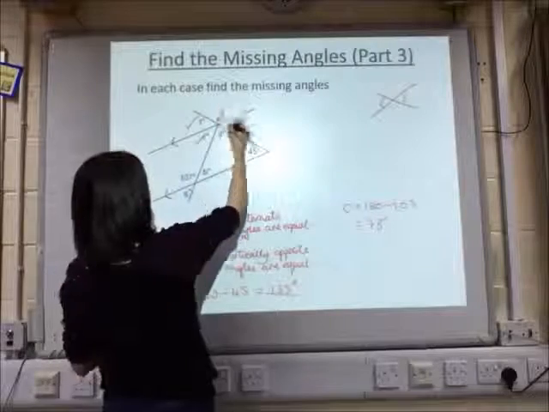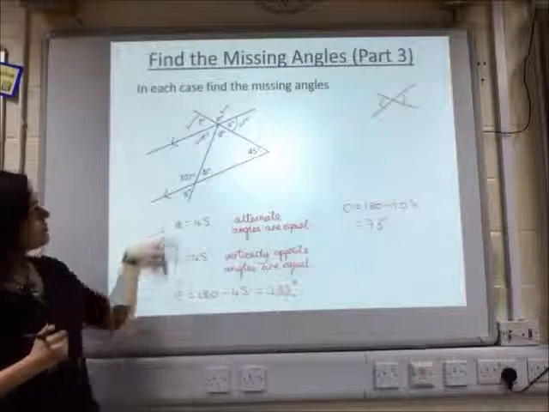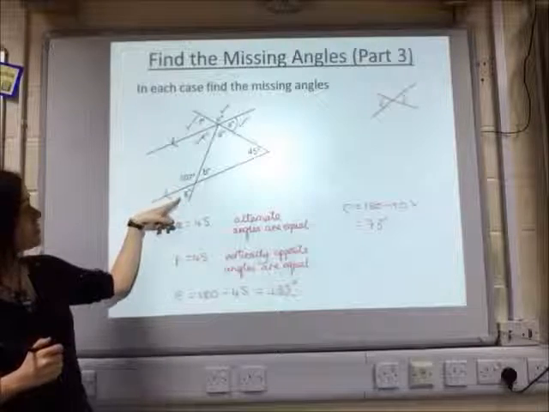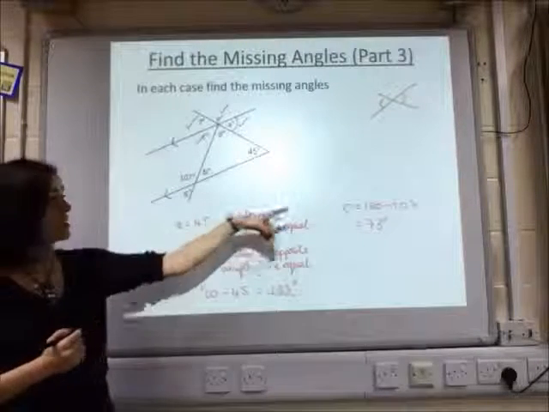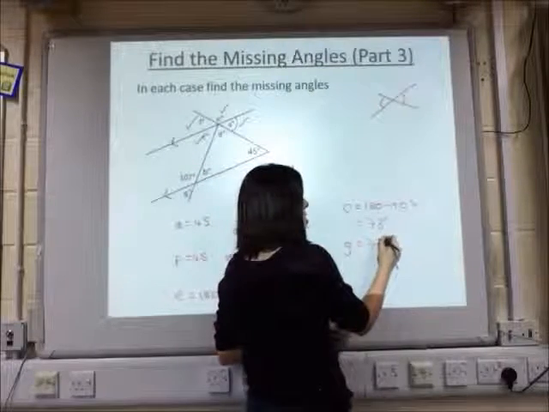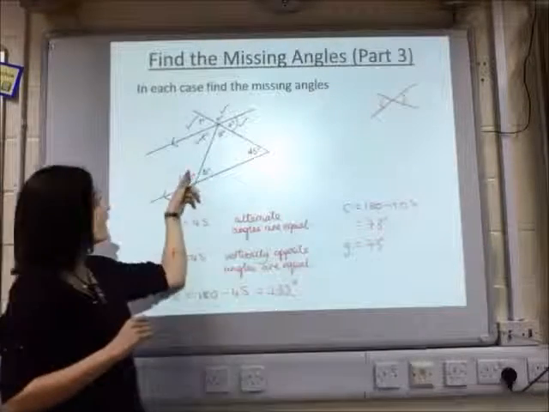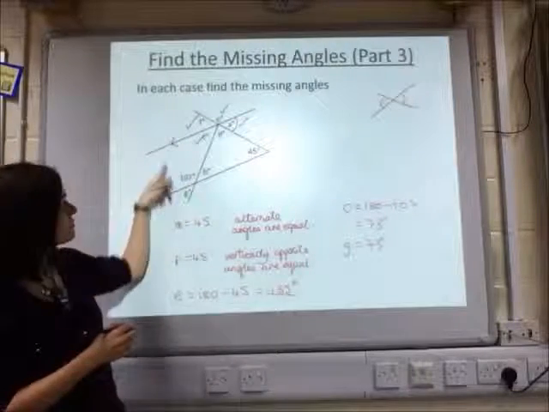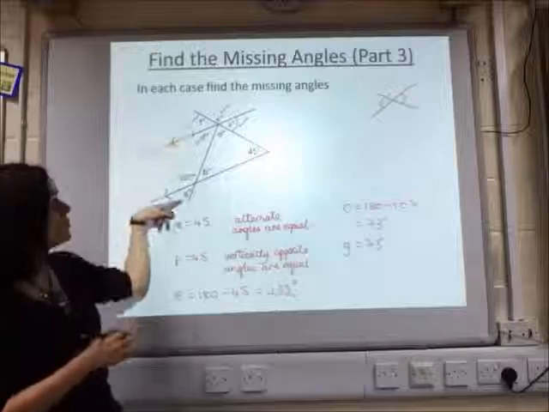Oh, we've got E as well. There we go. G is on a straight line with the 107 degrees. So G will also be 180 take 107. G will be 73 degrees too, because it's on a straight line with 107, or because I can see an F shape there back to front. So it's also corresponding to C.